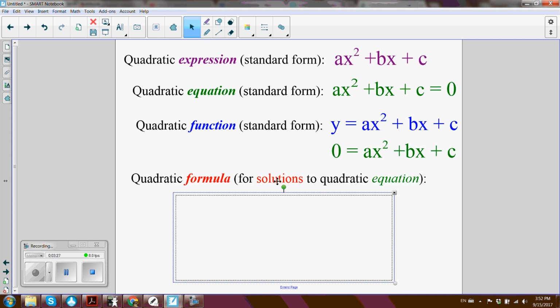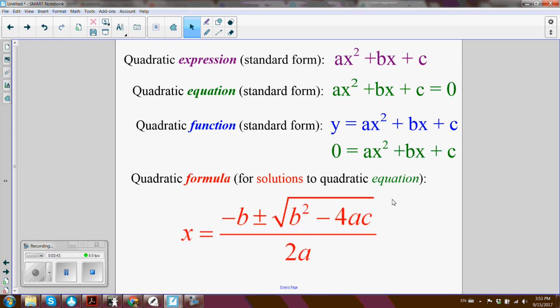The quadratic formula finds the values that x could equal to satisfy this equation. It finds the solutions to this quadratic equation. And the way the little song goes, we say it to the tune of All Around the Mulberry Bush.